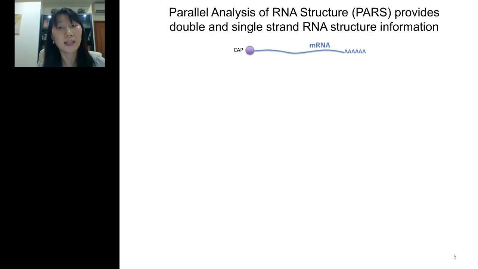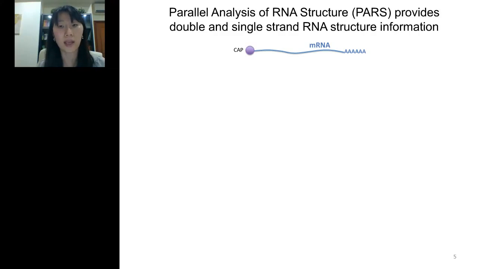To understand how RNAs function in the cell, we really need a good understanding of what the structures look like. To do that, we developed a method known as parallel analysis of RNA structure, or PARS. Basically, in this method we couple enzymatic RNA structure probing to high-throughput sequencing. Shown here is a schematic of how we go about doing it.